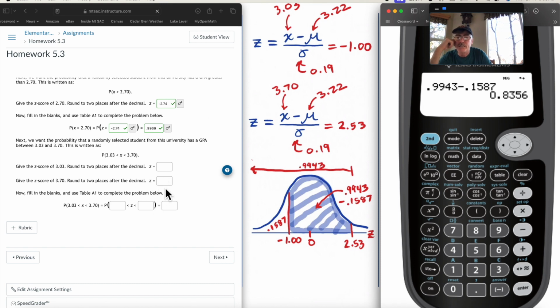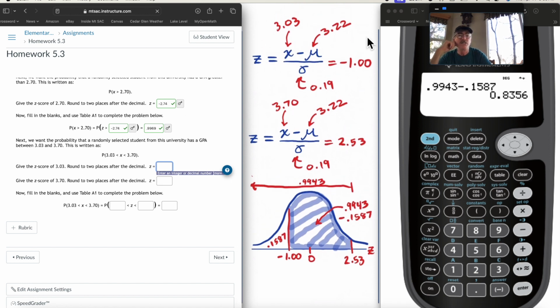I haven't put anything over here, so let me go ahead and put all the numbers in on the homework. So for 3.03, the z-score was just -1. So I'll go ahead and put that in, -1. You can do 0.00 if you like. The computer doesn't really see trailing zeros very well, so it doesn't matter if you put it in, but just for the look of it, I'll put it in. Then for 3.70, the z-score was 2.53. I think that looks good.